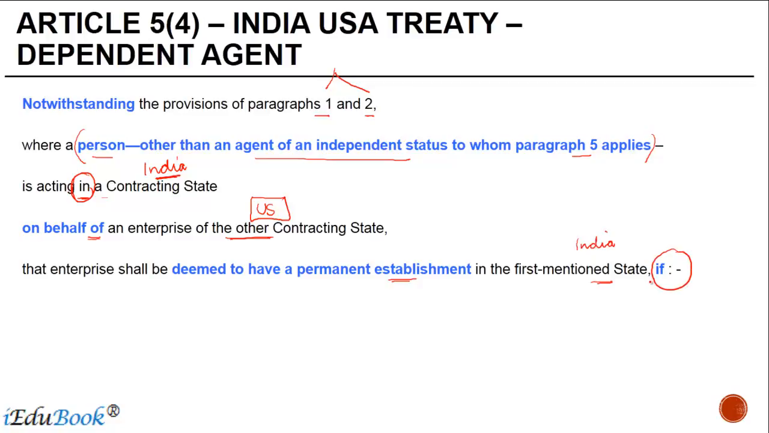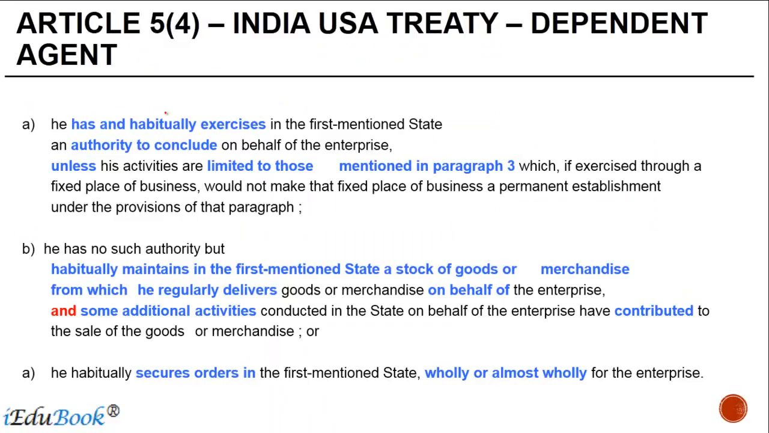So you are acting on behalf of the foreign company, fine. You're not an agent of independent status, fine. But even then, you need to satisfy one of these conditions. He has and habitually exercises in the first mentioned state an authority to conclude contracts on behalf of the enterprise.